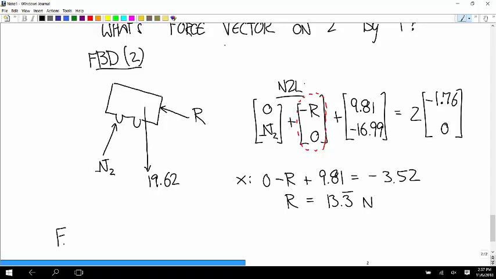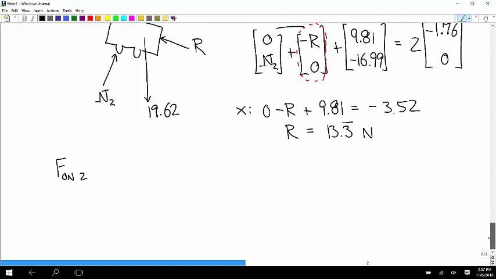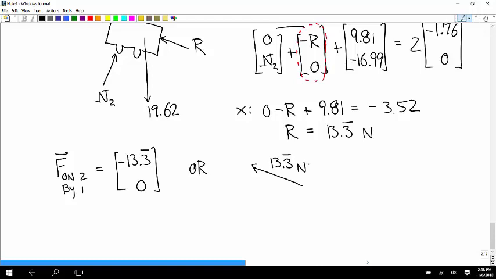And so the force on the 2 by the 1, plug that 13.3 repeating back into this force vector. That's the one with the dotted red line, the force on the 2 by the 1. And you get negative 13.3 repeating, 0, or in other words, a force going this way with a magnitude of 13.3 repeating.